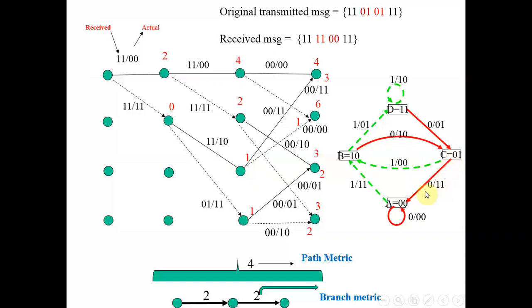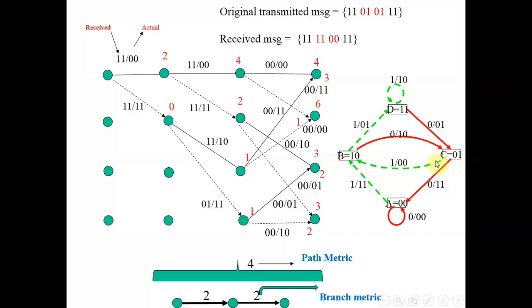Now from C I can go to A, or from C I can go to B. If I go from C to A, my expected output is 1 1, but now you are comparing that against 0 0. So there is an additional error of 2 bits. But you are coming from C to A, so this is 1 bit error till this point plus 2 bits. So total error count here is 3, right?